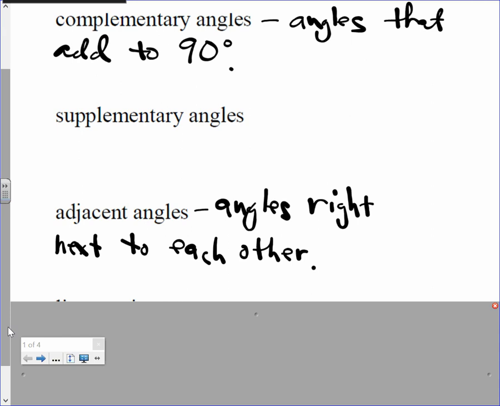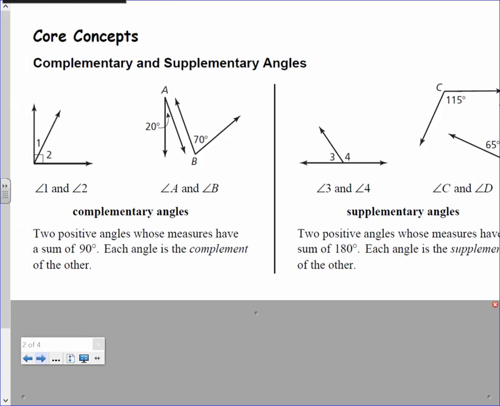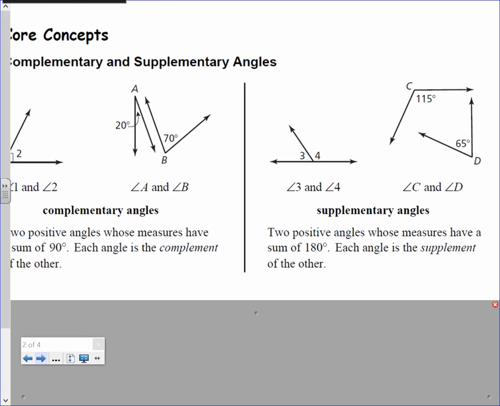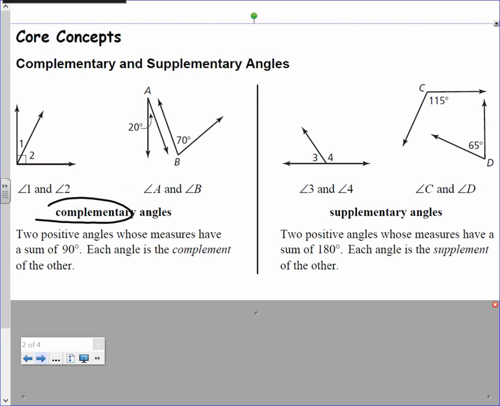Angles right next to each other. Complementary angles. Angles that add up to be 90. Look at the bottom of your paper. Look at the first picture here. Look at angles 1 and 2. You can see the box here from this morning. I taught you what that box means. It's a universal symbol of 90 degrees. You can see that 1 and 2 add up to be 90. Therefore, 1 and 2 are complementary.